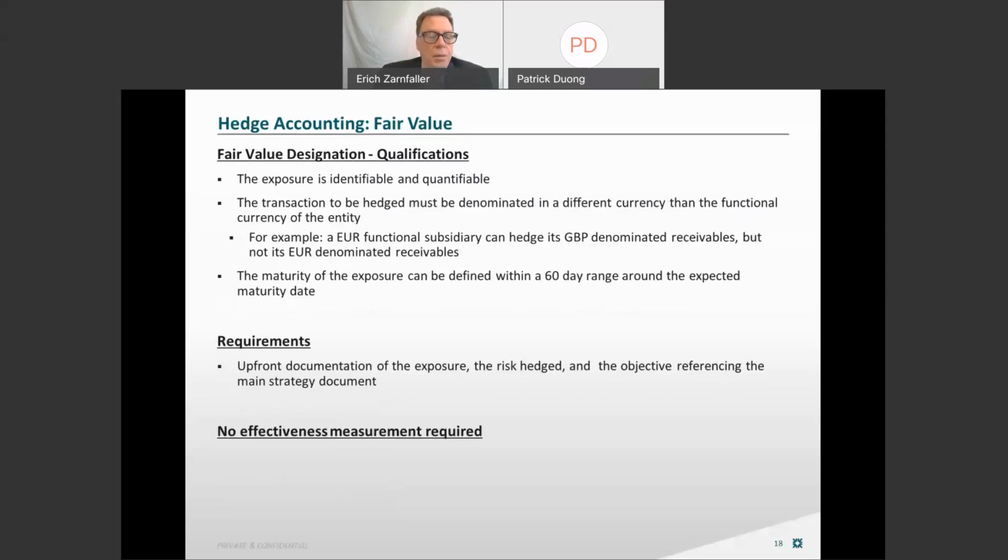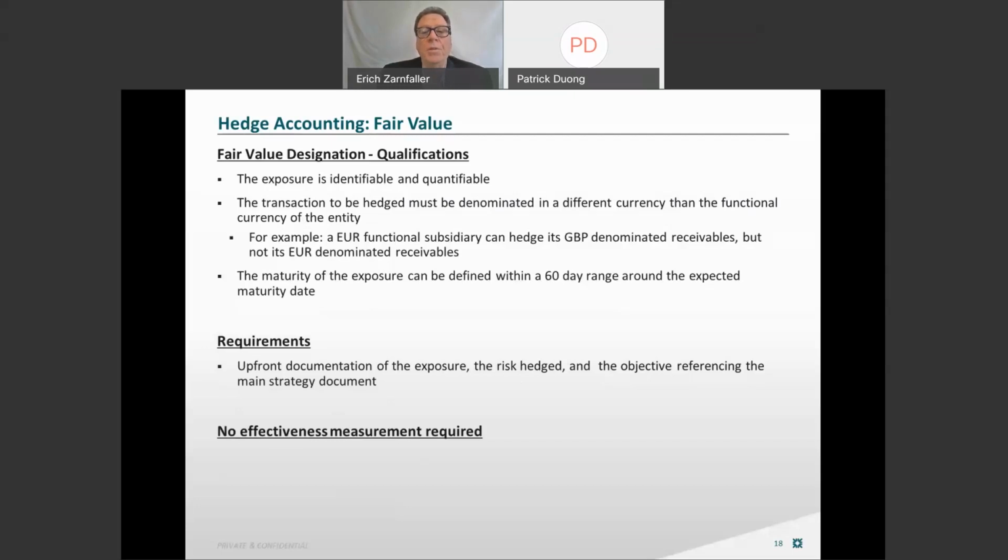This designation is not common, but can align the hedge gain or losses to the same line item as the exposure's losses and gains on the income statement. Fair value hedge designation has the same basic qualification requirements as the cash flow hedge designation. The exposure must be identifiable and quantifiable. The cash flow to be hedged must be denominated in a different currency than the functional currency of the entity, and the maturity of the exposure must be defined and can occur within that 60-day range. The upfront documentation is still required, but the main difference is that for fair value hedges, the measurement of effectiveness is not required.